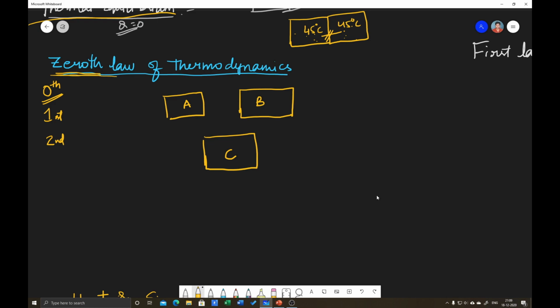Okay, so here is the statement of the zeroth law of thermodynamics. If there is a body A which is in thermal equilibrium with body B, and A is also in thermal equilibrium with body C, then we can say that these two are in thermal equilibrium. Mathematically, it says if TA is equal to TB and TA is equal to TC, then we can say that TB is equal to TC.